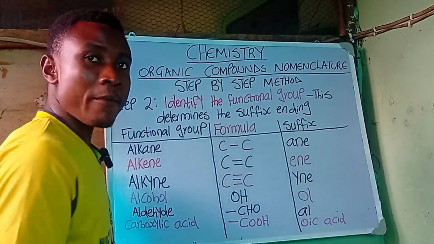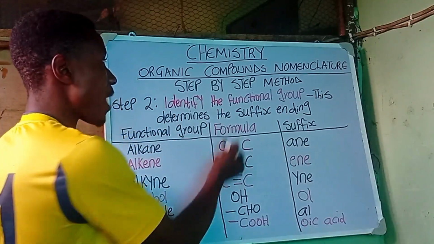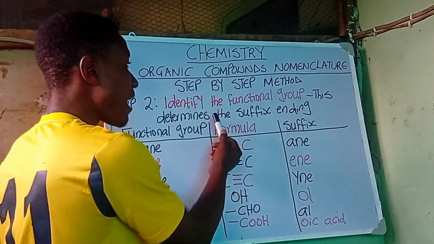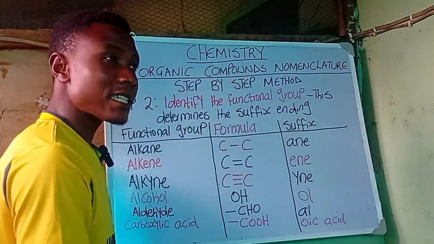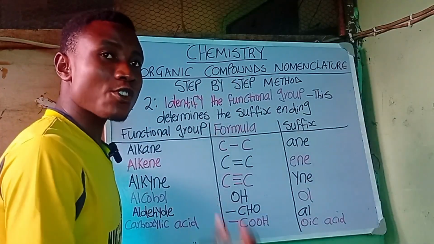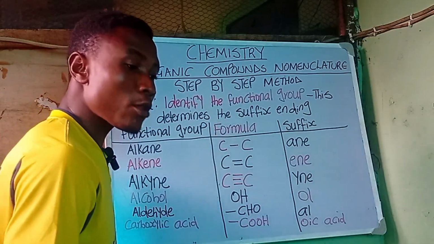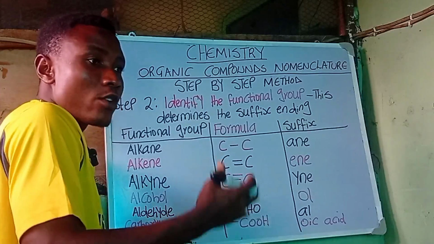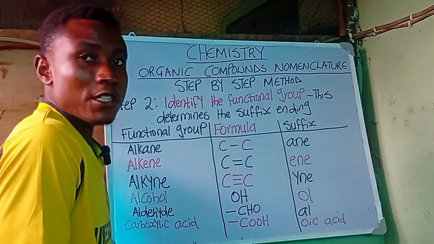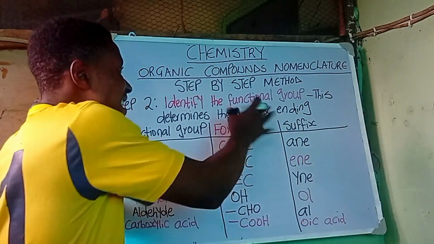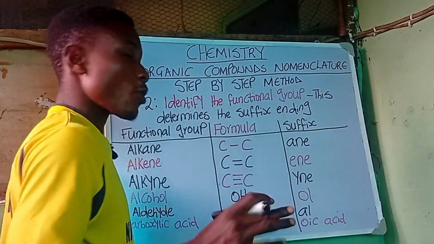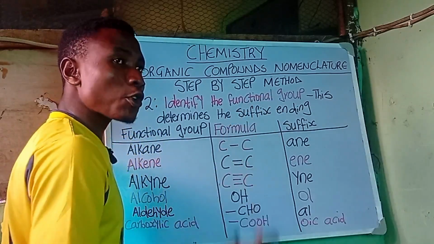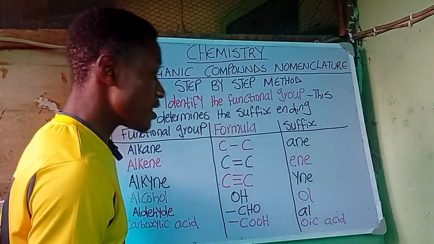So the second step is the ability for you to identify the functional group, and the functional group determines the suffix ending. What do you understand as suffix in the English language? It is simply the ending part of a root word. So we have a root word and we have the suffix, which is always at the word end. That's the same thing that applies here in organic chemistry. So you have to identify the functional group, and the functional group is always at the word end, right?